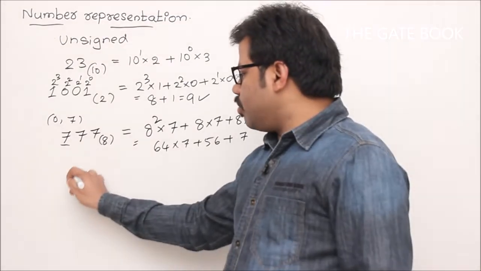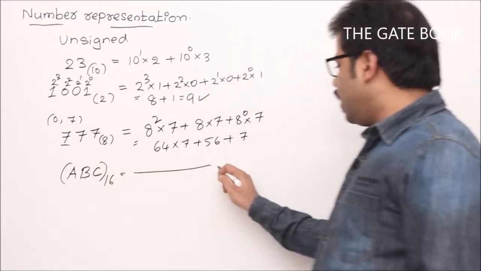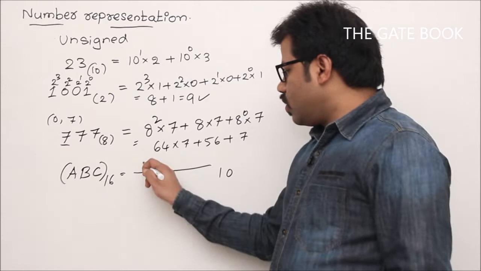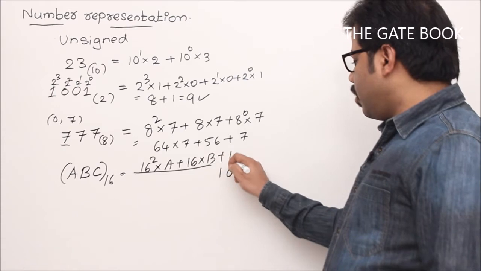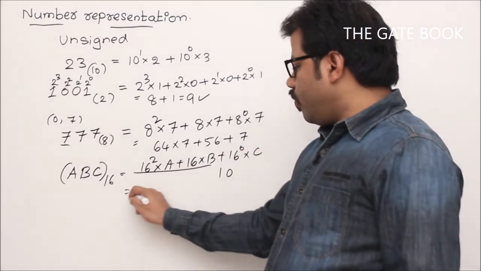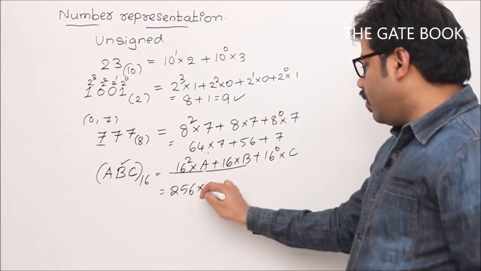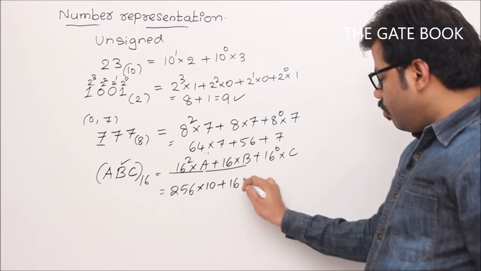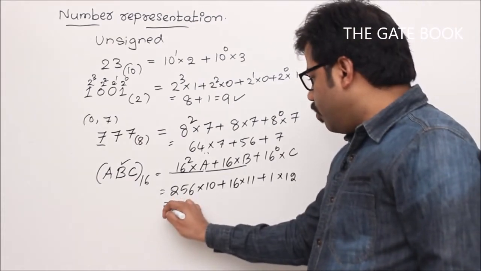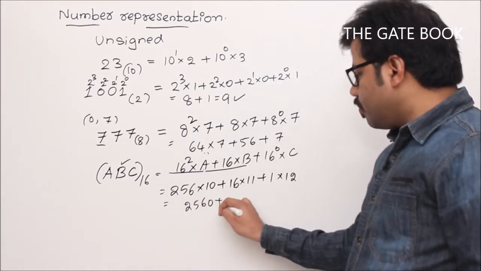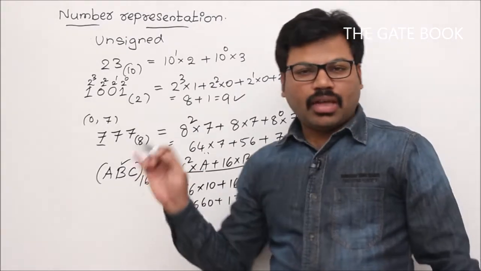Similarly, you can have hexadecimal like this: ABC base 16 is equivalent to what in base 10. So the formula is 16 square into A plus 16 into B plus 16 power 0 into C, right? We know that 16 square is 256. What is the value of A? A value is 10, right? 256 into 10 plus 16 into B, value 11, plus 16 power 0, 1, into C digit, which means 12. So it would be 2560 plus 176 plus 12. We have to simplify it. In that way, we can convert from other bases to decimal.